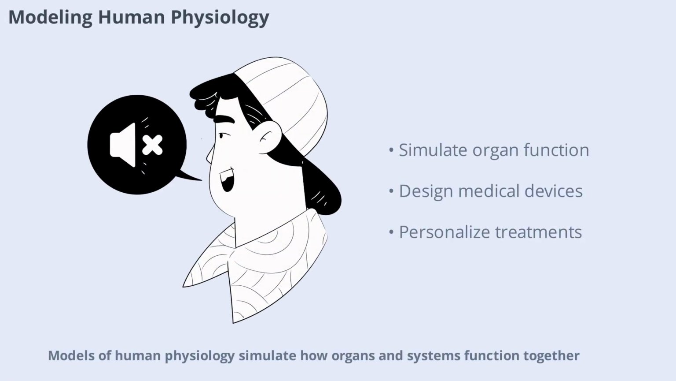Models of human physiology simulate how organs and systems function together. These models are used to study processes like blood flow, metabolism, and hormone regulation. By modeling physiology, scientists can design better medical devices, understand disease mechanisms, and personalize treatments for individual patients.